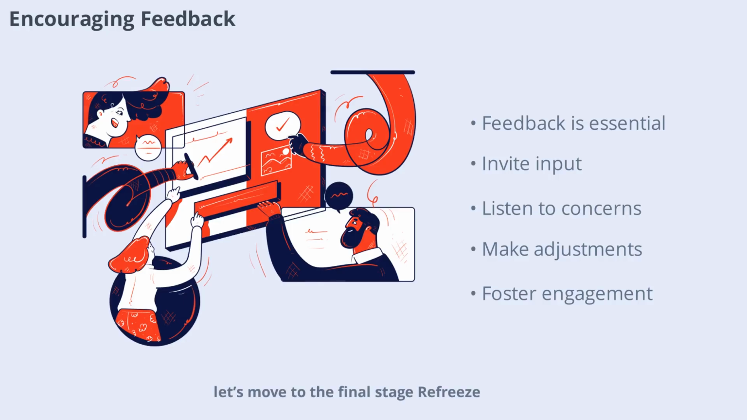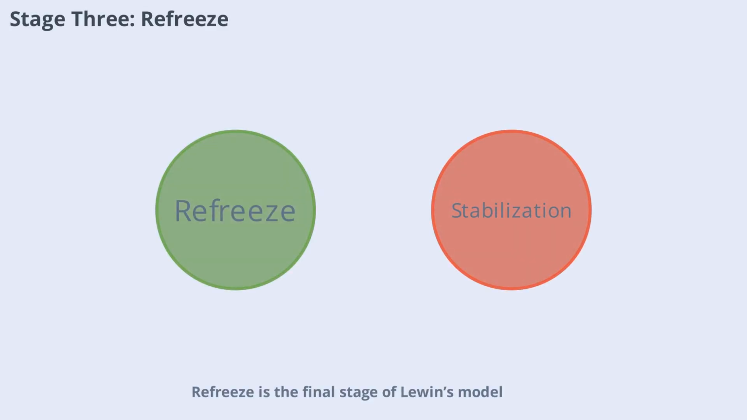Now let's move to the final stage, Refreeze. Refreeze is the final stage of Lewin's model, where new behaviors and processes become the norm. This phase is about stabilizing the organization after change, ensuring that improvements are sustained over time.